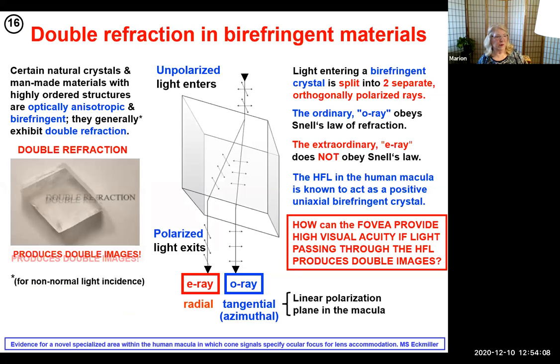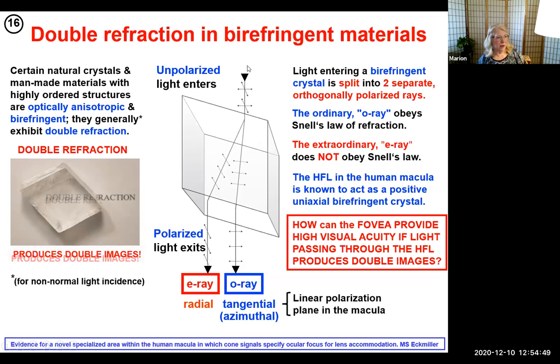Okay, so now we're getting down to business. How do we calculate double refraction? Double refraction is this strange phenomenon that occurs in certain natural crystals and man-made materials that have highly ordered structures. They are optically anisotropic, and they can be birefringent. Here is a calcium carbonate, or calcite, crystal that exhibits double refraction. If light goes in through it, you will get two images. Double refraction produces double images.